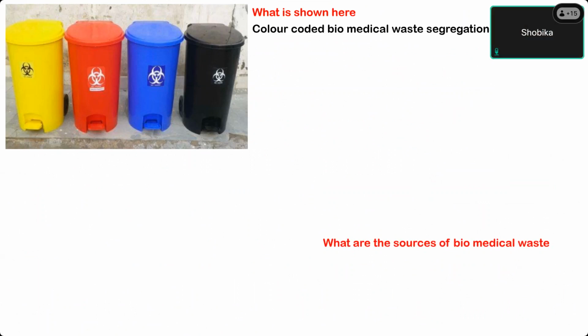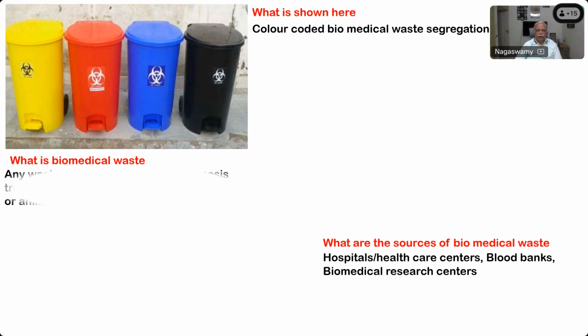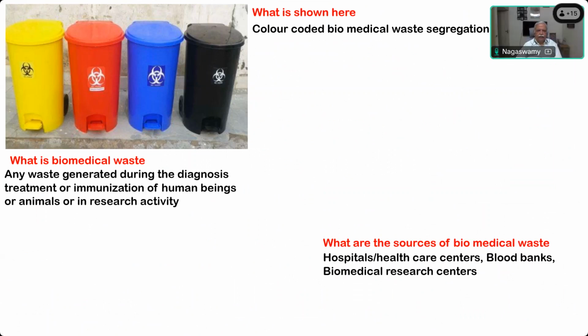What are the sources of biomedical waste? Anatomical waste, hospital waste, animal waste. So hospitals, healthcare centers, blood banks, biomedical research centers, these are all the sources. What is the definition of biomedical waste? Any waste generated or produced during diagnosis, treatment, or immunization of human beings or animals, or in research activity. Okay, so any waste generated during these procedures.